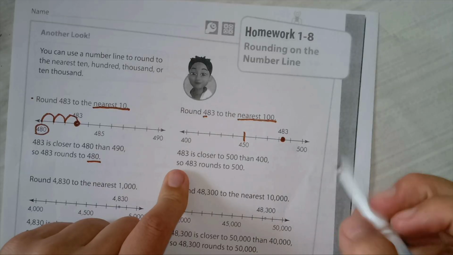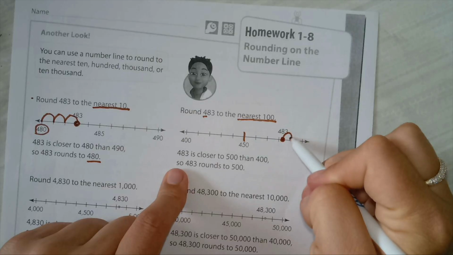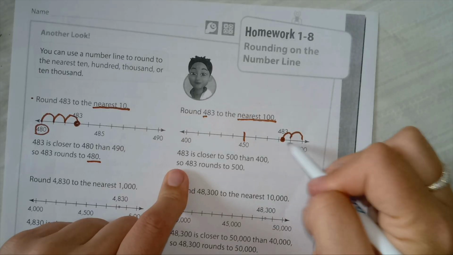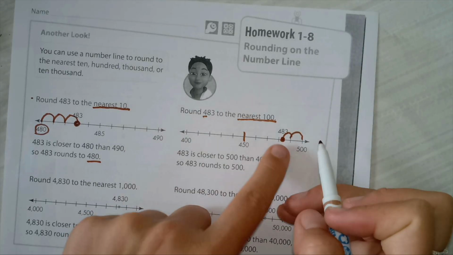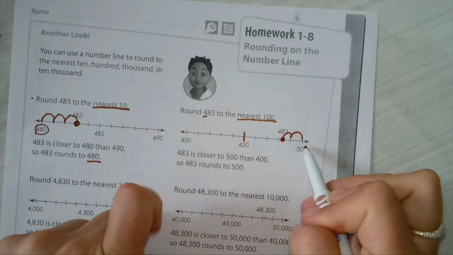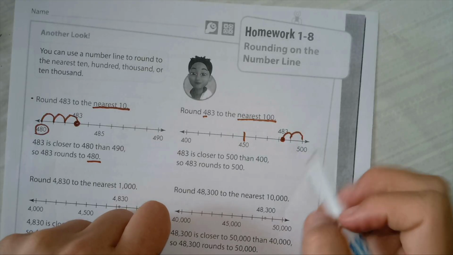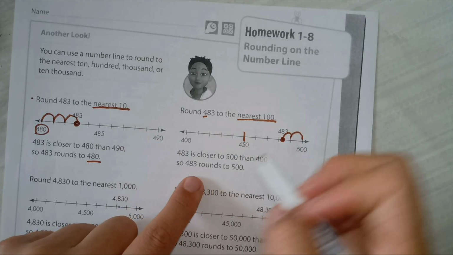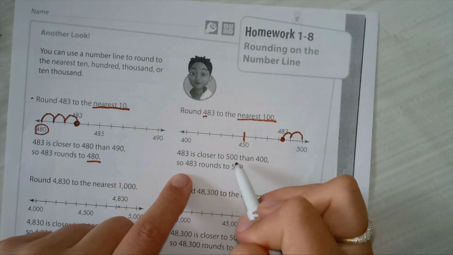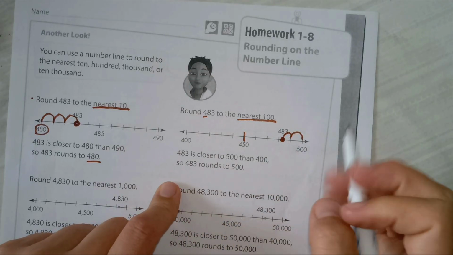This is true. Look, he's not quite on this line, so he jumps a little bit and then one regular jump. He's going to go this short distance. He's not going to go all the way back to 400 because 483 is lazy. He's going to get jumped up to 500. So this is also true. 483 is closer to 500 than 400, so 483 rounds to 500.